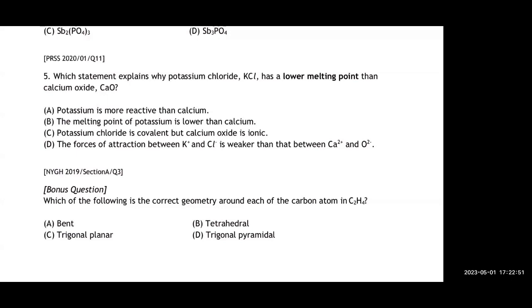Yes. Excellent. K plus and Cl minus, then it takes less energy to overcome it. Very good. K plus and Cl minus versus Ca2 plus and O2 minus. So there is a greater force of attraction in CaO.